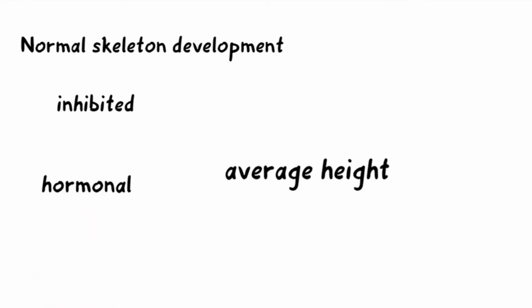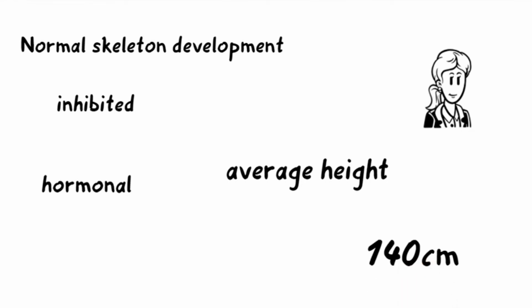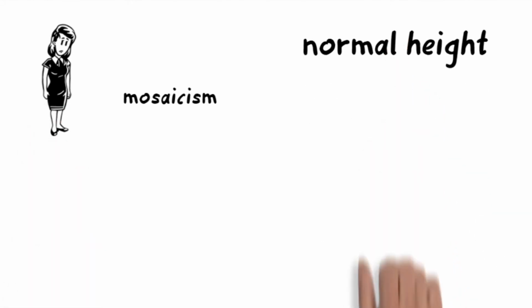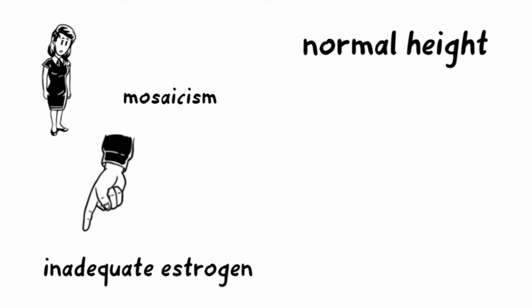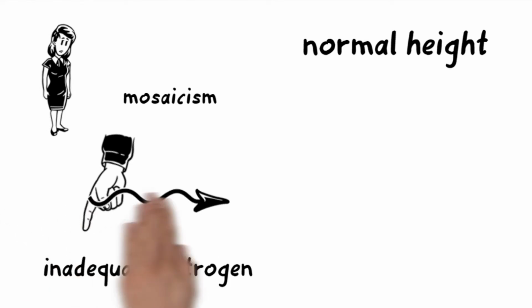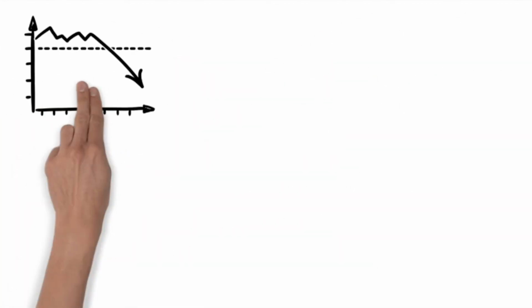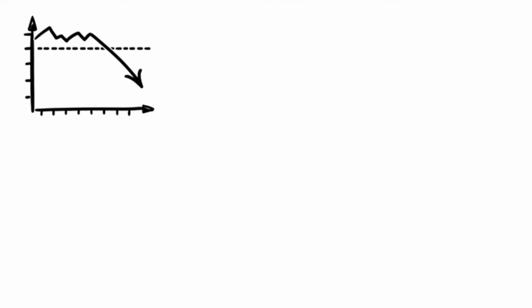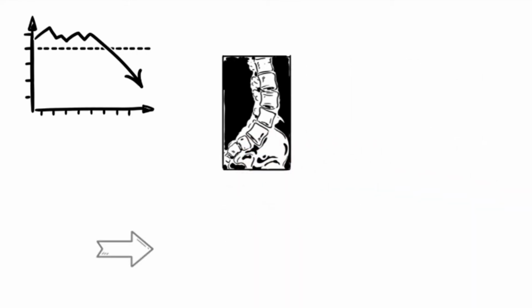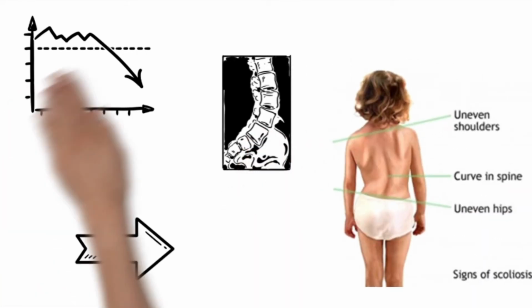Normal skeletal development is inhibited due to a large variety of factors, mostly hormonal. The average height of a woman with Turner syndrome, in the absence of growth hormone treatment, is 140 cm. Women with Turner's mosaicism can reach normal average height. Due to inadequate production of estrogen, many of those with Turner syndrome develop osteoporosis. This can decrease height further, as well as exacerbate the curvature of the spine, possibly leading to scoliosis.